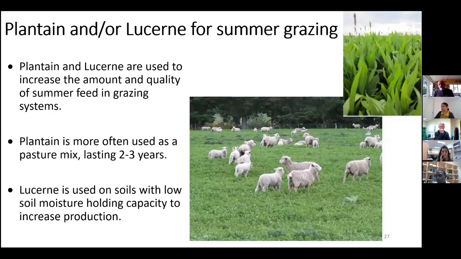This is a photo of plantain at the top, and then lucerne in the main photo, and those are used as summer grazing supplements, or alternatives to grass, ryegrass or clover. That is the normal feed for these animals. Lucerne is used to increase soil moisture retention, and plantain is also used to reduce nitrogen leaching on dairy farms.